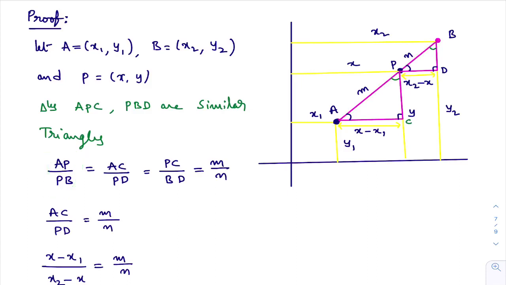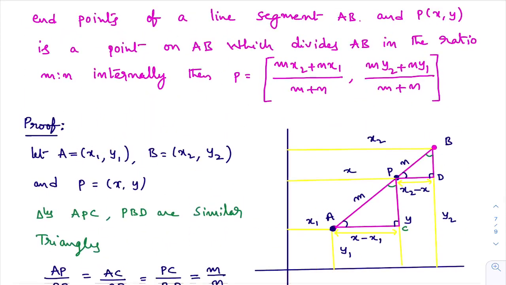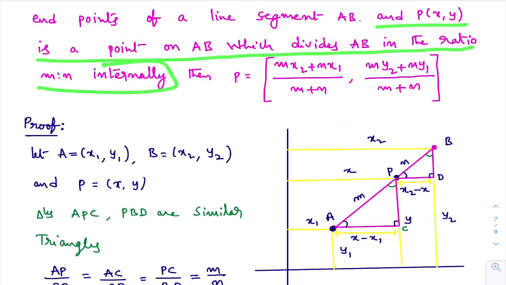AP divided by PB. Now you see AC divided by PD. AC, this is the length AC. AC divided by PD. These are the corresponding sides. In similar triangles, corresponding sides are proportional. So AC divided by PD, that is what we have written here. Okay. Equal to PC divided by BD. PC. Look here, this is PC. Where is the corresponding side in the other triangle? BD. See here, PC divided by BD. In the question only it is given, in the statement itself it is there. See, P divides AB. P is a point on AB which divides AB in the ratio m:n internally.